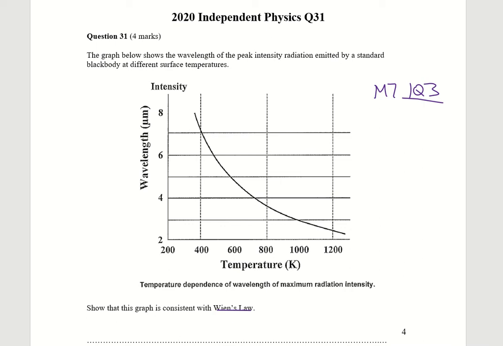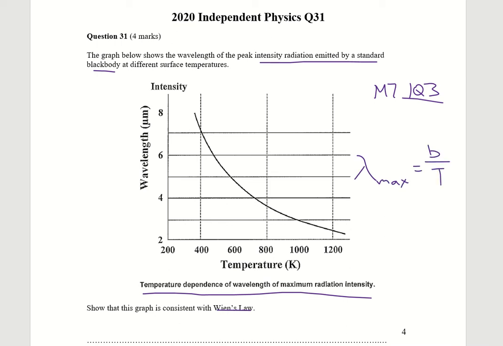It says the graph below shows the wavelength of the peak intensity radiation emitted by a standard black body at different surface temperatures. So this is a diagram that we have in front of us. And it says temperature dependence of wavelength maximum radiation intensity. So for those of you who need a refresher or might have forgotten, Wien's law states this equation here.